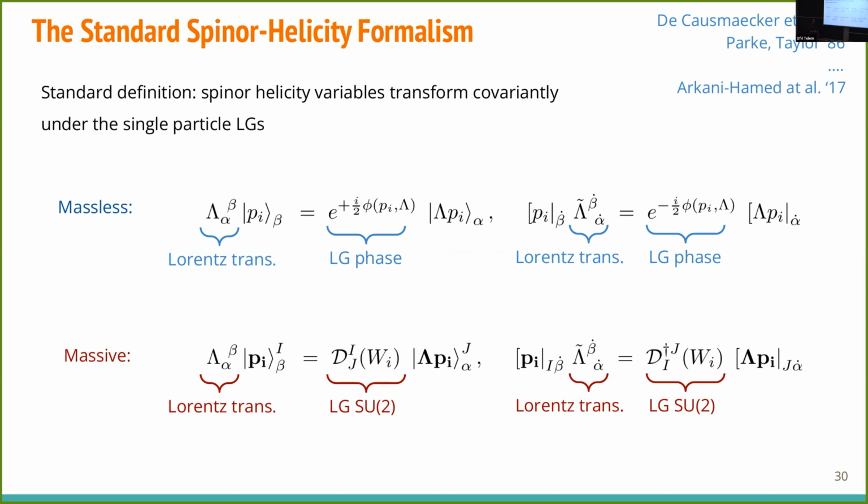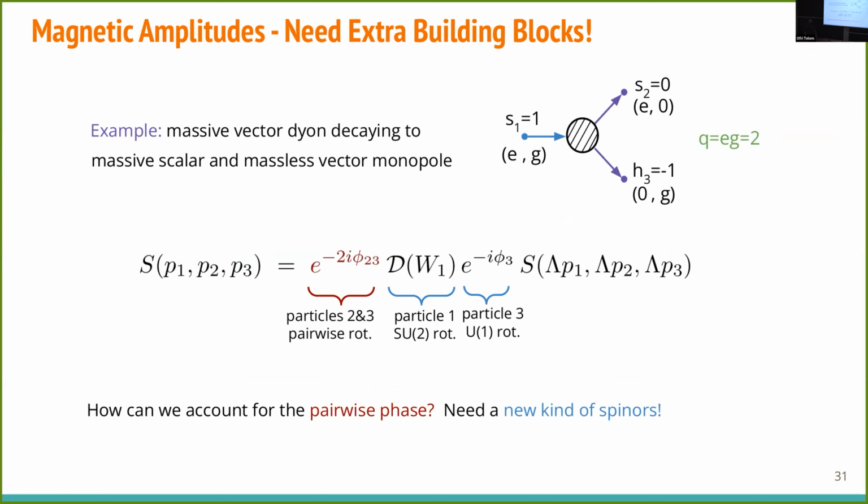So this is why these are good Lego blocks, because they have manifestly the transformation matrices that we require from the quantum states. But if we want to talk about monopoles, we don't have enough Lego blocks now. Because what if I have a massive vector dyon decaying to a massive scalar and a massless vector monopole? So this amplitude right here. And by the fact that I said when I'm scattering, I already know what the required little group transformation is. I know that there are two single particle phases here, but there's this extra annoying phase here. And no matter how many regular spinor helicity variables I put together, they're never going to transform with this extra phase for any Lorentz transformation.